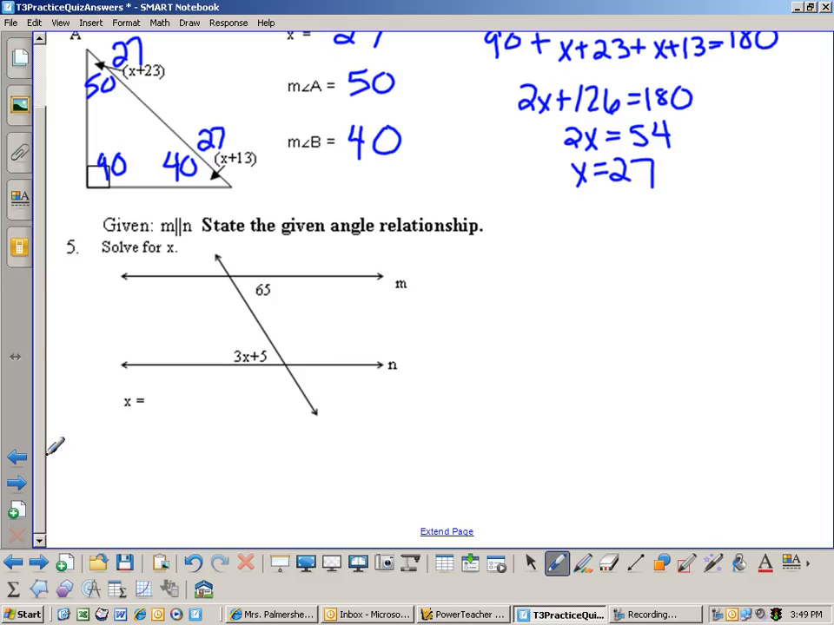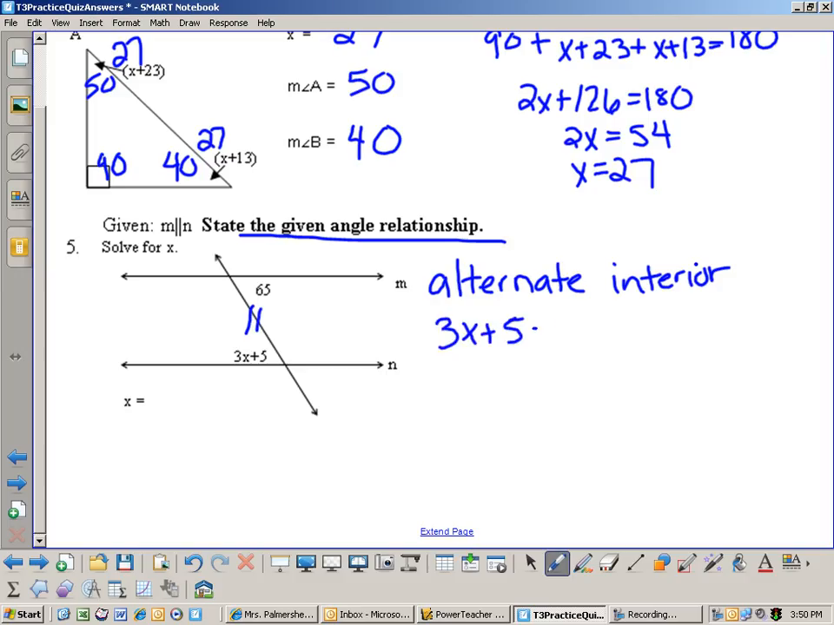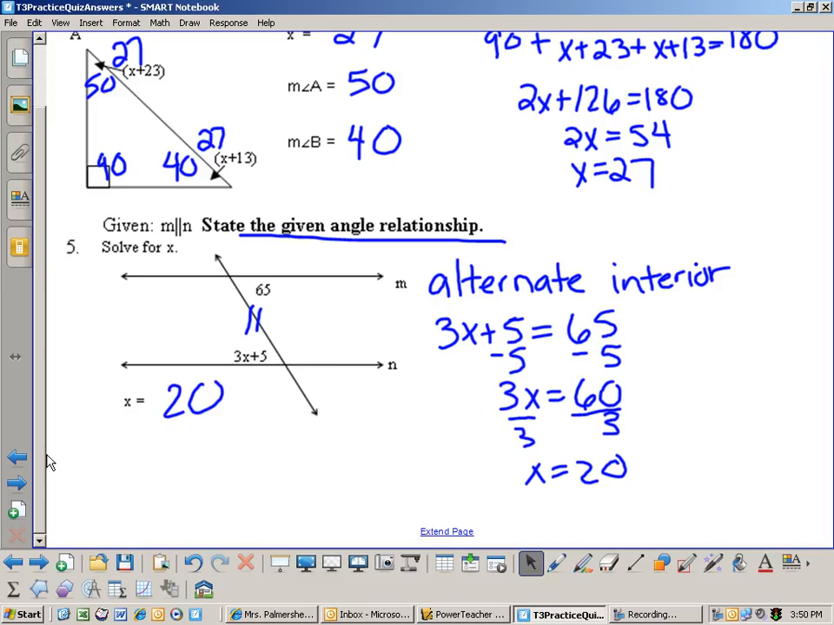The angle relationship is alternate interior. And if two angles have a relationship of alternate interior, then they are congruent. And when things are congruent, we set them equal. So we're going to set 3x plus 5 equal to 65, minus 5 from both sides. 3x equals 60, divide by 3, x is equal to 20. So there's the first 5 problems.